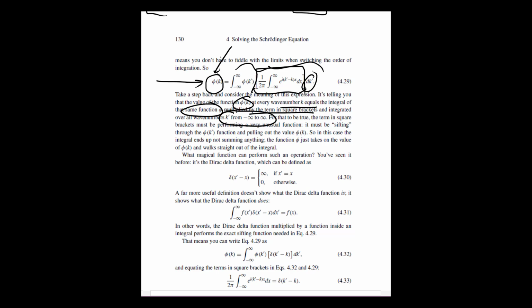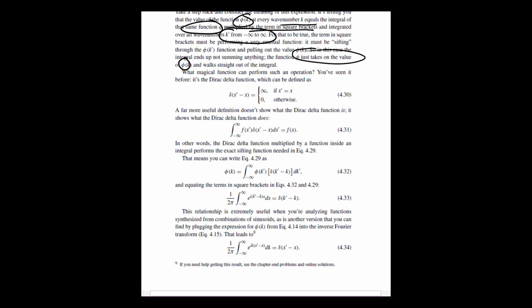So the integral winds up not summing anything. It just takes on the value of phi of k. So how can this term in square brackets do that? Well, you know something that does work like that. It's the Dirac delta function, which, when the argument is 0, is infinitely tall, but for any non-zero argument, it's 0. Much more helpful is how it behaves when it's under an integral, like this.